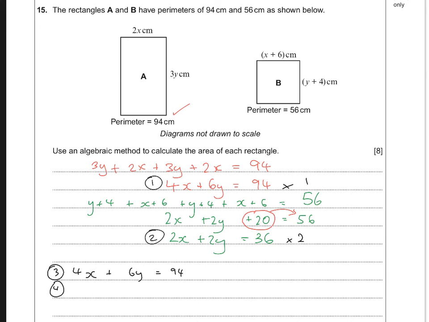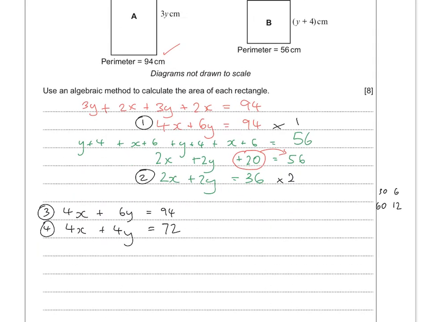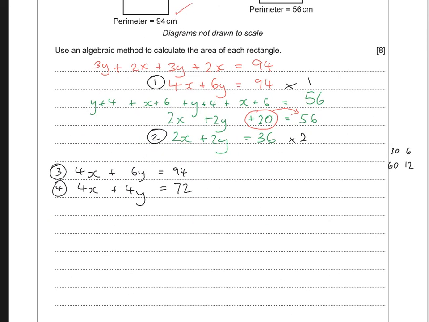Nothing's changed there. But the one underneath, I'm going to have 4x plus 4y is equal to double of 36. So 30 and 6, double of 30 is 60, double of 6 is 12, 60 and 12 makes 72. I am now going to subtract these equations.